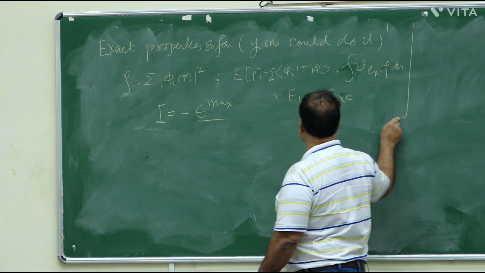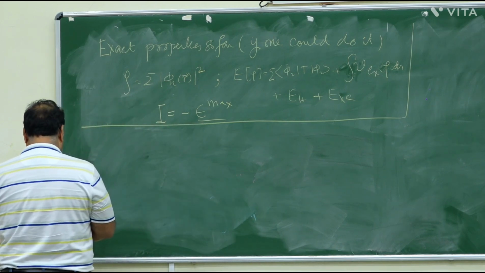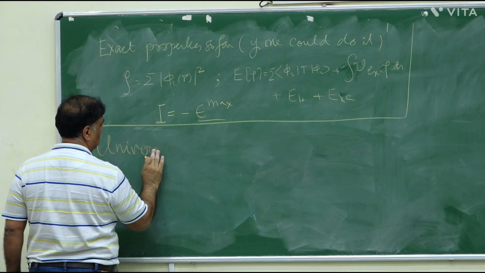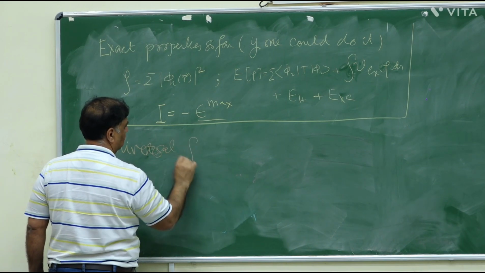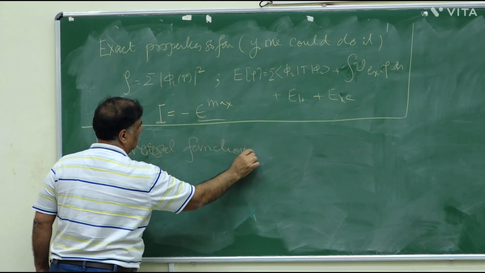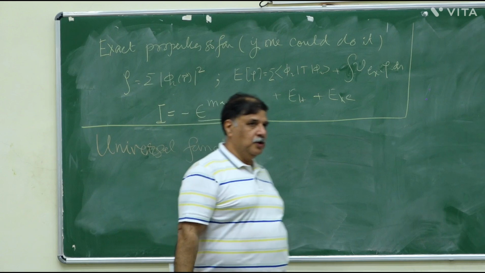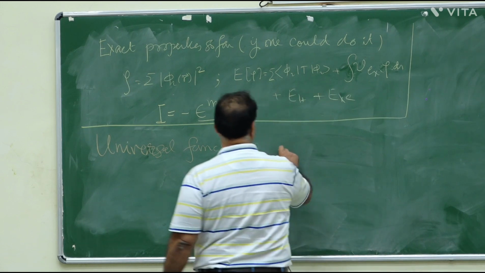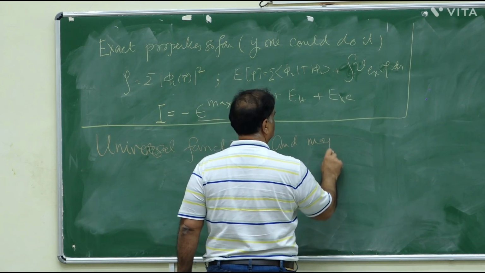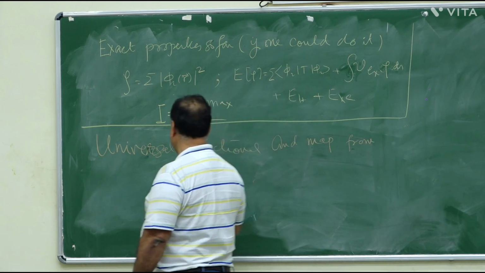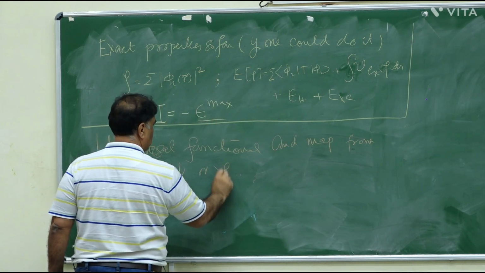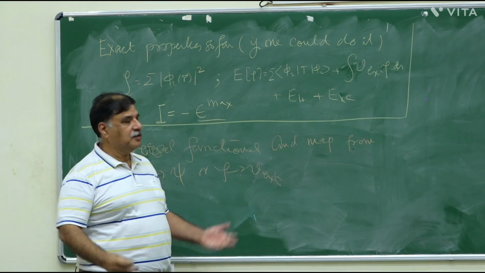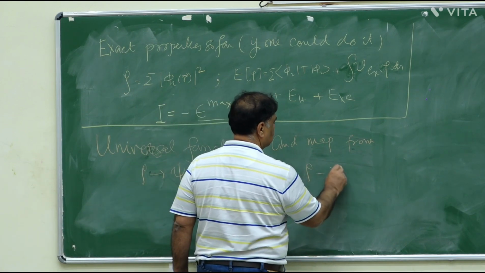Now we are going to explore some more subtleties of this. So I'm going to spend some time on the universal functional. And this will tell you how this map can be done. The definition of the universal functional and the map from rho to psi or rho to the external potential. And since it's a Kohn-Sham system, we take V to be V non-interacting, rho to be the Kohn-Sham rho.